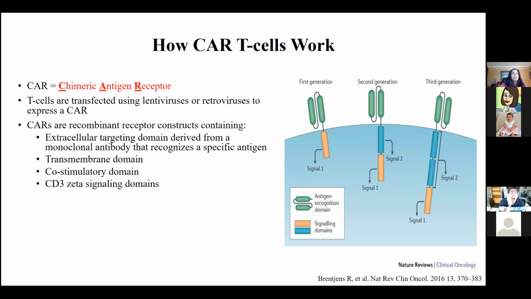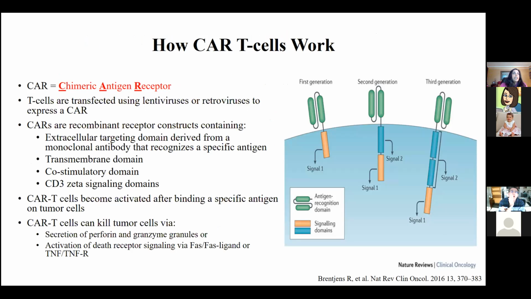So how do CAR T cells work? CAR stands for chimeric antigen receptor, and these are T cells that are created by transfecting them with lentiviruses or retroviruses that carry the DNA sequence for the chimeric antigen receptor. CARs, the structure, as you can see on the right here, this is the structure of the CAR.